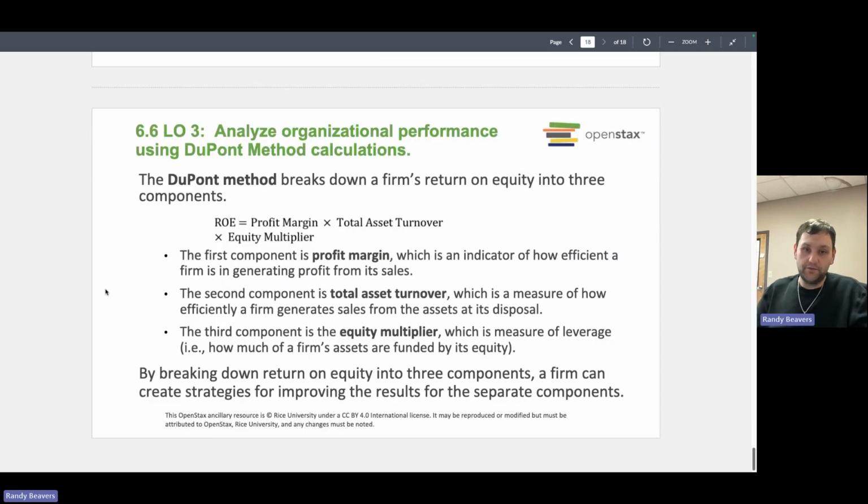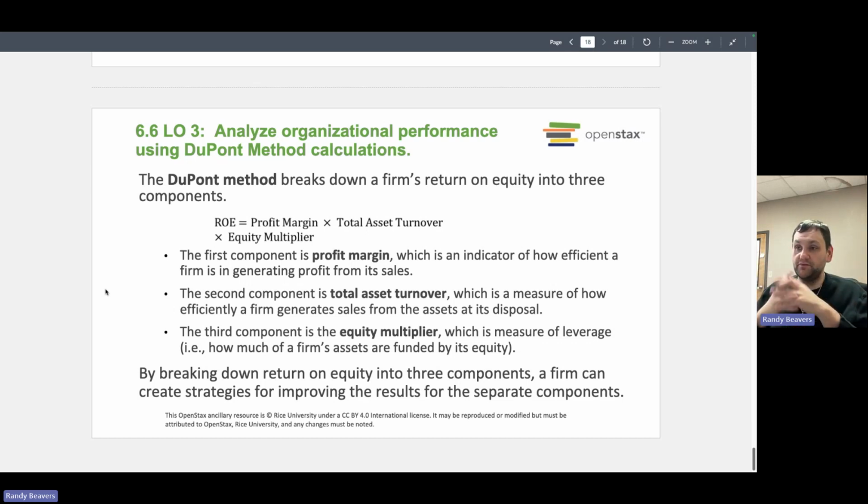Lastly, what we can do is something called the DuPont method, and it kind of shows how all these things are related. So the return on equity, ROE, is equal to the profit margin, that profitability ratio, multiplied by the total asset turnover, or an asset management ratio, multiplied by the equity multiplier, which is another measure of how much debt your company is using, or the leverage of it. So we take our profitability, multiplied by asset management, multiplied by what's going on with your capital structure, and that will give you return on equity.